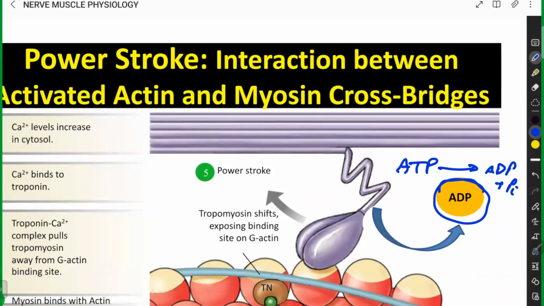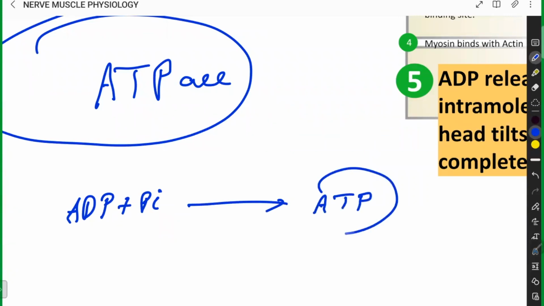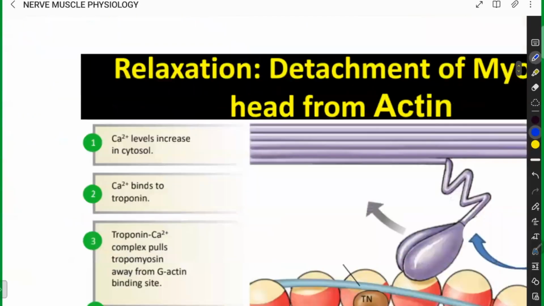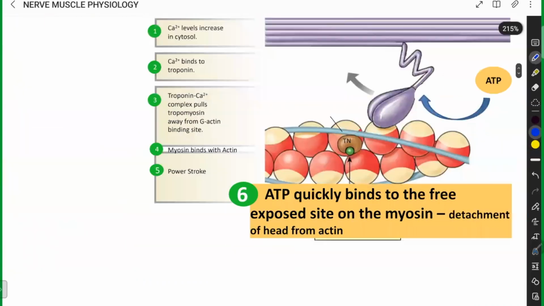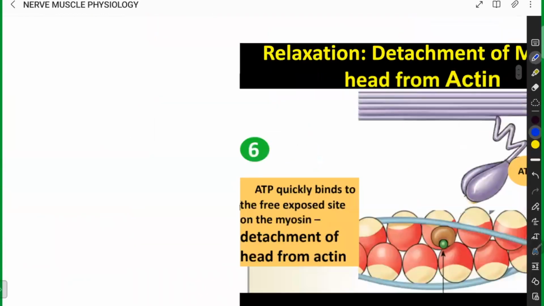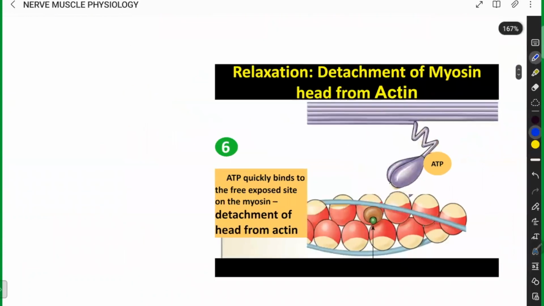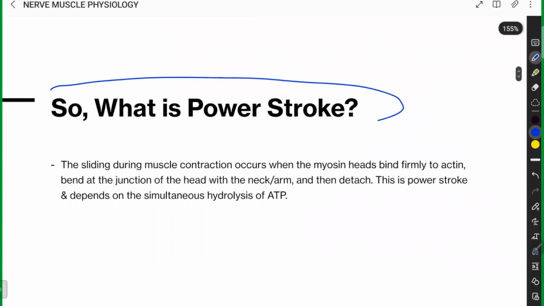Now what happens? You're going to have ADP plus Pi, isn't it? So this ADP plus Pi, in the presence of SERCA, is again converted into ATP, and this ATP quickly binds to the free exposed site of the myosin. That is, it is going to detach the head of your myosin from your actin. Once there is a detachment from your actin, this ATP comes back, and this is going to quickly cause inhibition of the skeletal muscle contraction. So this entire thing, you call it a power stroke.